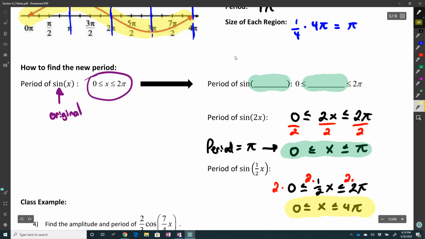Okay, so you can see that in this case, the period would be 4 pi. So whenever you're unsure of what the period is, all you do is take whatever's inside the trig function, sandwich it between 0 and 2 pi, and solve for x. And when you solve, the left and right bounds will give you the period.